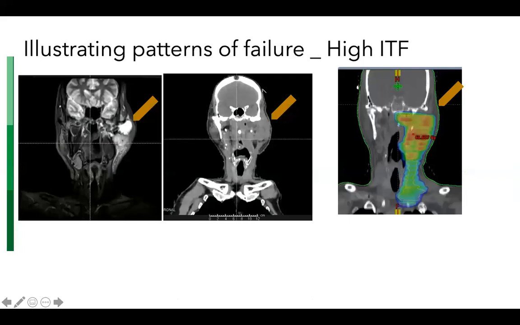So now coming to illustrating the patterns of failure. Now we've understood how these patients fail, and I'll just show you a few pictures. So this is a high ITF failure. As you can understand, in the Proton Center, we are in a position where we are seeing a great number of recurrent lesions, and it has helped us build a kind of small album. So this is the site of failure. Now this patient has received dose to the ITF, to the masticator space, but not to the high ITF. And this is where he has failed.